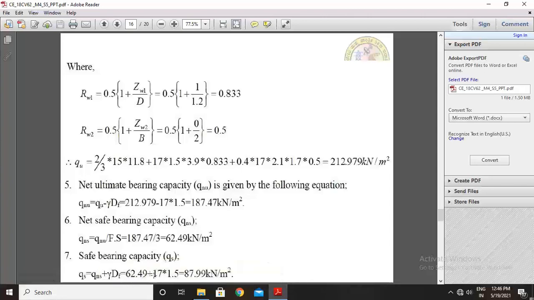Then calculate safe bearing capacity Qs equal to net safe bearing capacity plus overburden pressure. So now substitute the values here. Here net safe bearing capacity is 62.49 plus gamma is 17 and Df is 1.5. Finally we are getting 87.99 kilonewton per meter square. This is the SBC for water table above the base of the footing by 0.5 meters. So this is the complete solution of this type of problem.